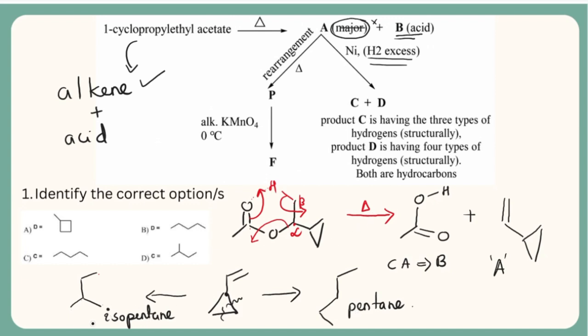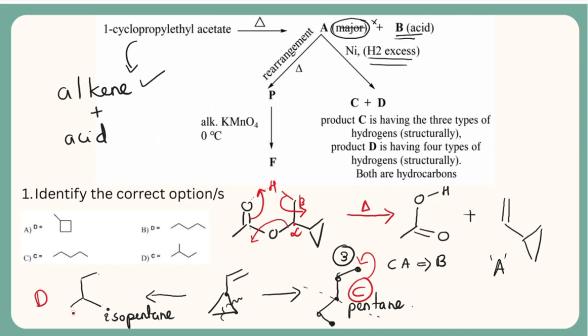Which is C and which is D? For that, let's use this information. Product C has 3 types of hydrogens. This has more symmetry, so fewer types of hydrogens, because CH3 will be the same, CH2 will be the same, and this CH2 will be the same because of the plane of symmetry in the molecule. So this has 3 types of hydrogens and this is nothing but product C. C is the n-pentane molecule.